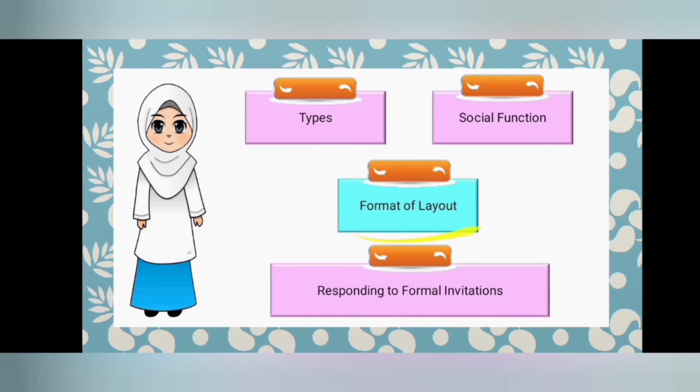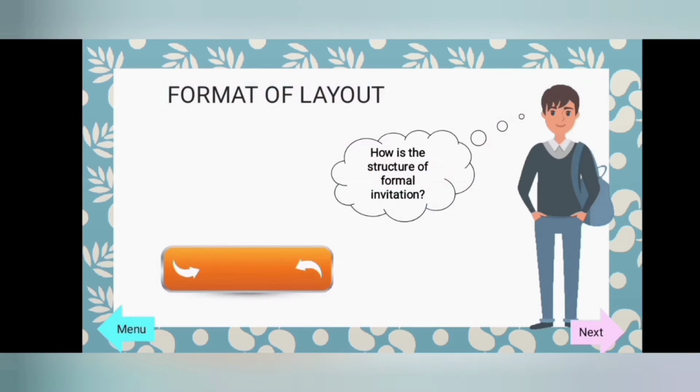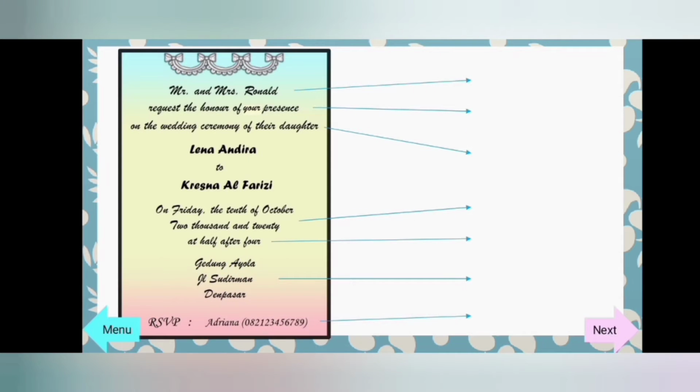Format of layout or the structure of formal invitation. How is the structure of formal invitation? Okay, let's click it. And now, let's try to identify this invitation. From the top first, Mr. and Mrs. Ronald. Who are they? Yeah, they are the family who have that event. They are people who invite you. Then, it is called the name of the host.